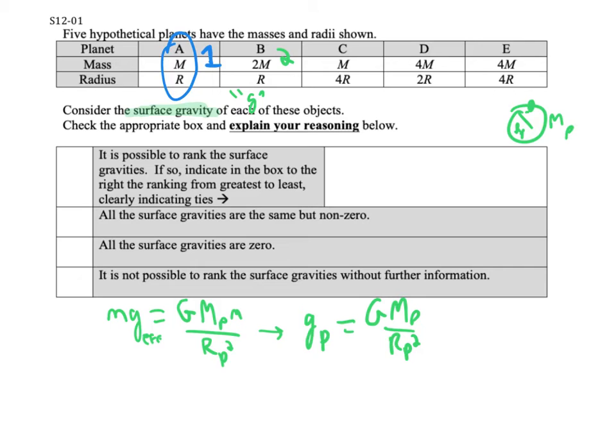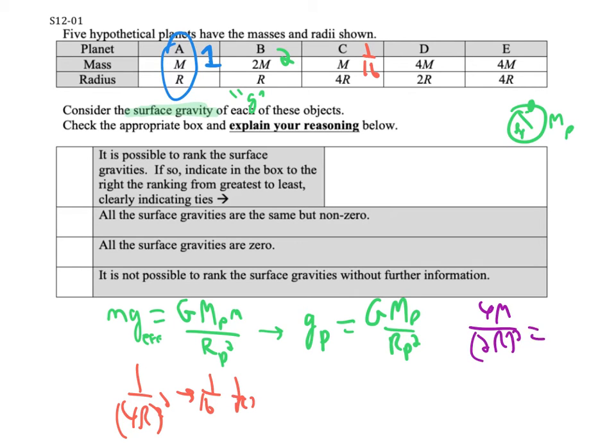And in C, we can see that we have the same mass on top, but we have 4R on the bottom, and we notice carefully that 1 over 4R squared becomes 1/16 times 1 over R squared. And so this is actually 1/16 of the original amount. For option D, we have 4 times the mass on top, but we have 2 times the radius on the bottom, but we square it, so that becomes 4 times the mass over 4 times the radius squared, or the same as A. And so this is also a value of 1.